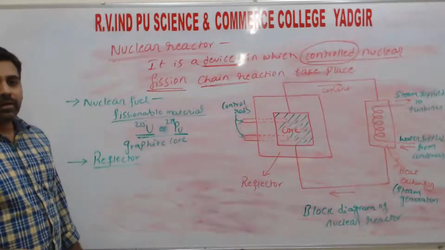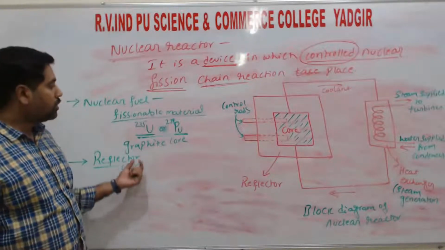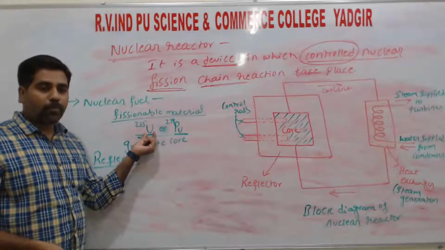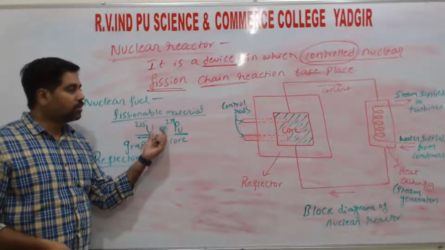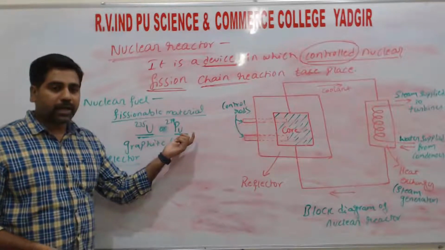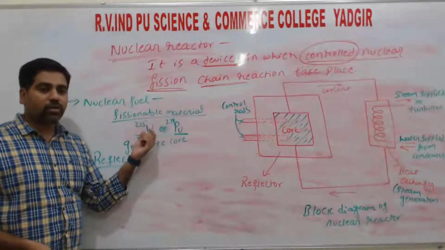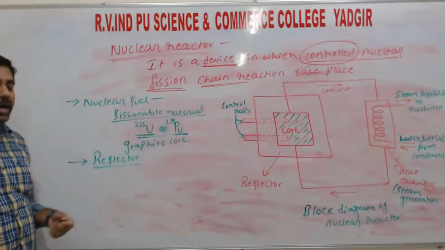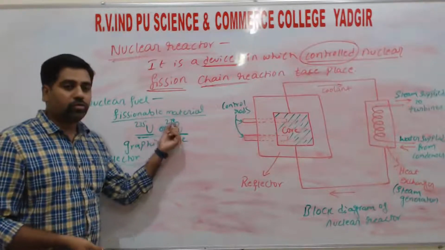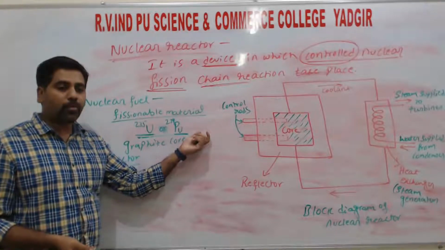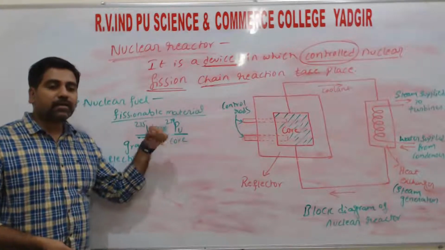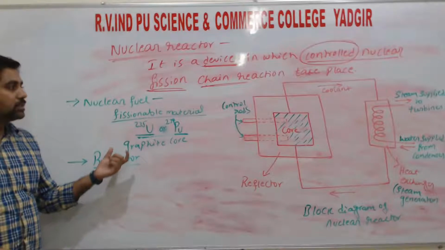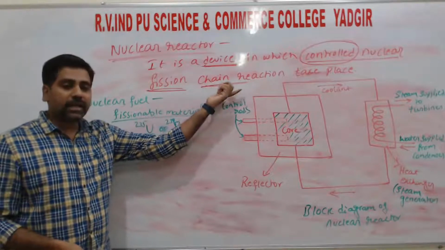So what is a reflector? When uranium is bombarded with a neutron, neutrons are emitted. It releases 2 to 3 neutrons, and this goes on continuing. Those emitted neutrons are again bombarded with the nucleus, and again neutrons are emitted. That means a chain reaction takes place.